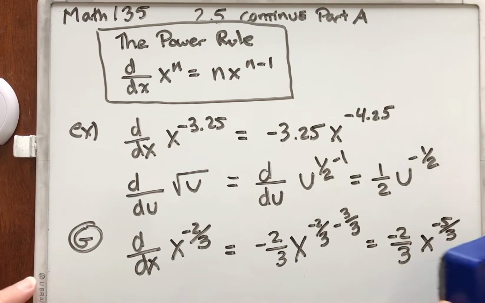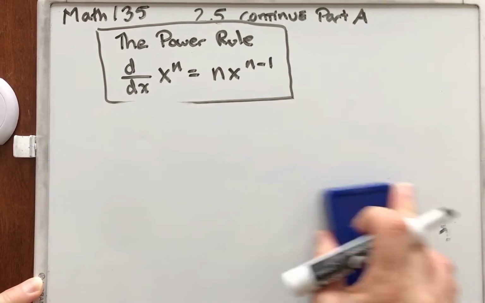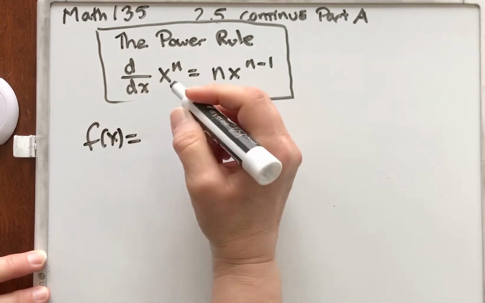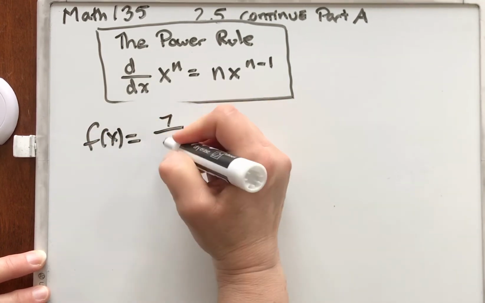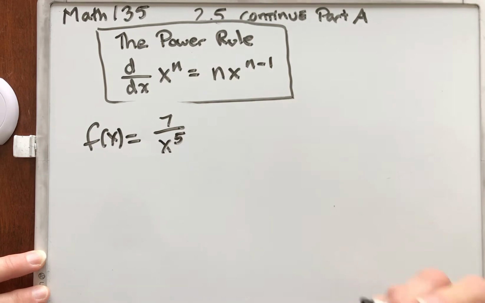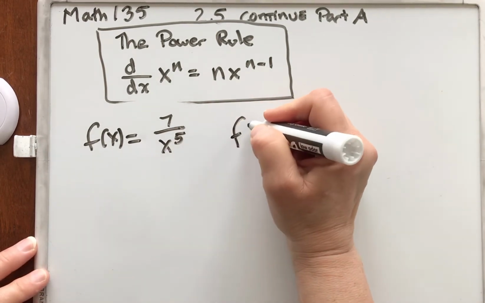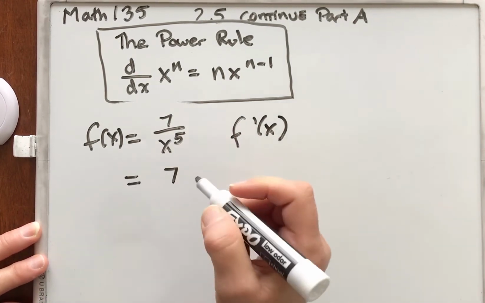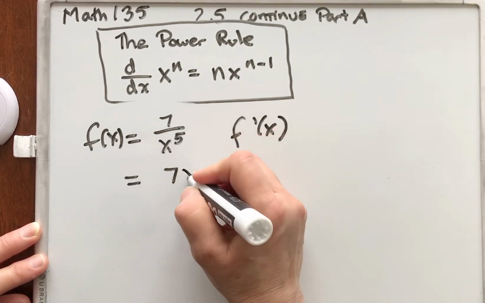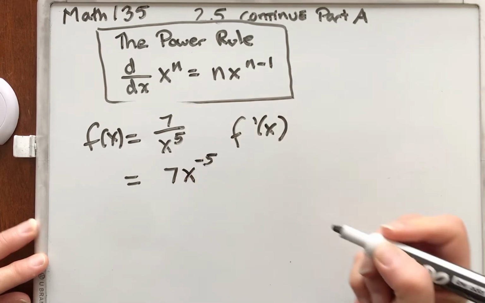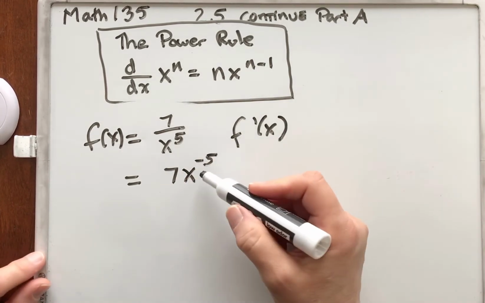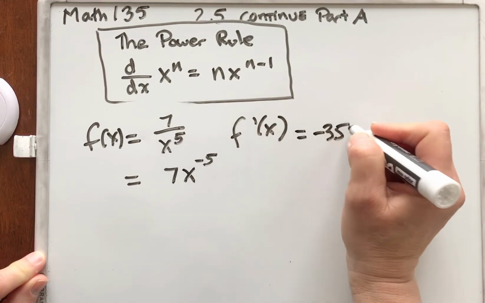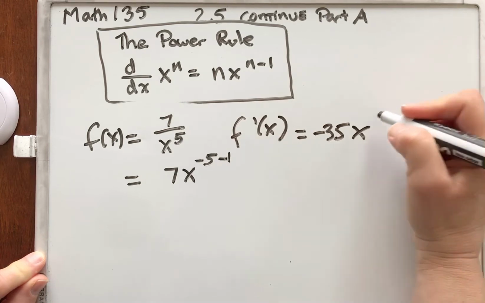Then we saw a type of problem like this. If we had f of x equals 7 over x to the 5th, and we're asked to take the derivative of that, we first said, let's put the exponent on top, so we change the sign. Now we can take the derivative. Negative 5 times 7 is negative 35. And then we minus 1, which gives us negative 6.